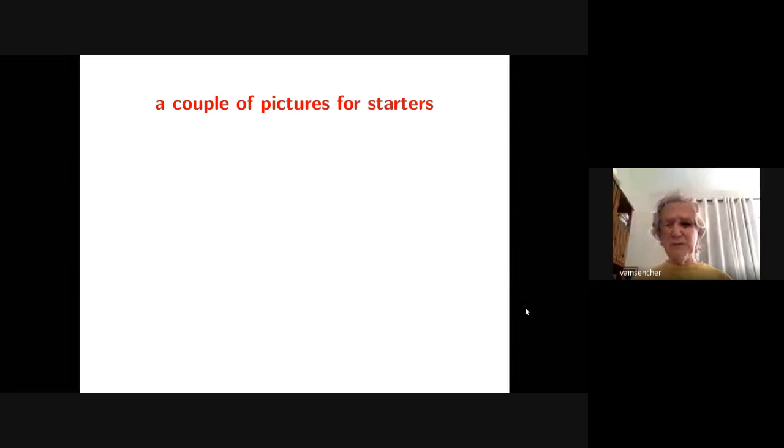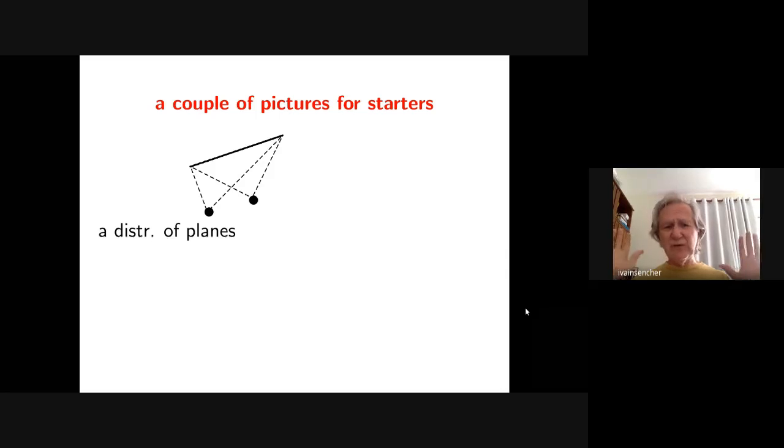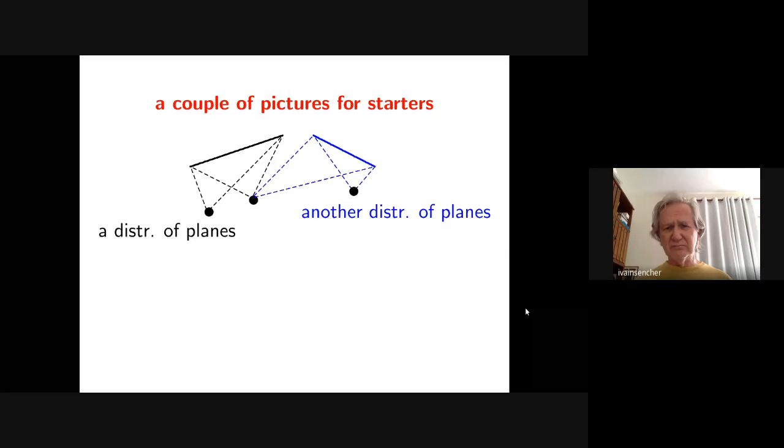So let's start with pictures. Another plane. So that's a distribution of planes of a special kind. You change the line, you get another distribution of planes. If you take the intersection of these two distributions of planes, you get a foliation of dimension 1.